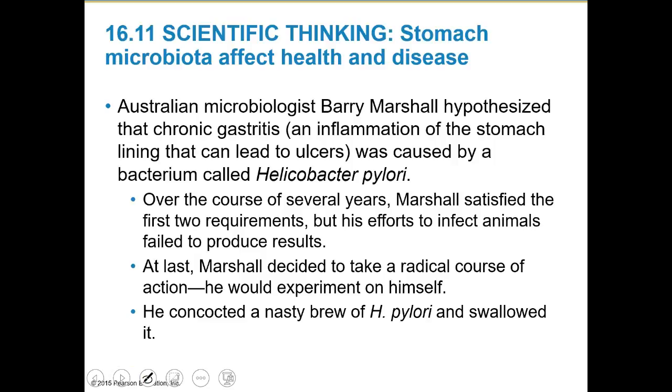So one of my favorite things of all time, which is really a scientist taking this for the team: there was an Australian microbiologist, Barry Marshall, who hypothesized that chronic gastritis, also known as a stomach ulcer, was caused by a bacterium called Helicobacter pylori, or H. pylori. Over the course of several years, Marshall satisfied the first 2 requirements, but his effort to infect animals failed to produce results. So at last, Marshall decided to take a radical course of action. He would experiment on himself.